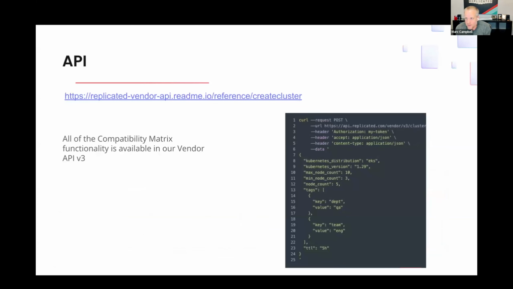And of course, all this is backed by an API. Our web UI, our GitHub Actions, and our CLI are all using this publicly documented API. There's no internal API calls that we're using. There's a published Swagger spec here. And if you really want to, you can just hit the API directly and get all the functionality of Compatibility Matrix.